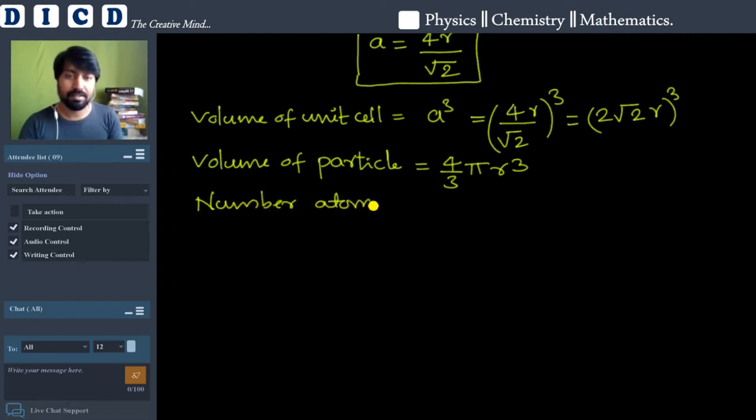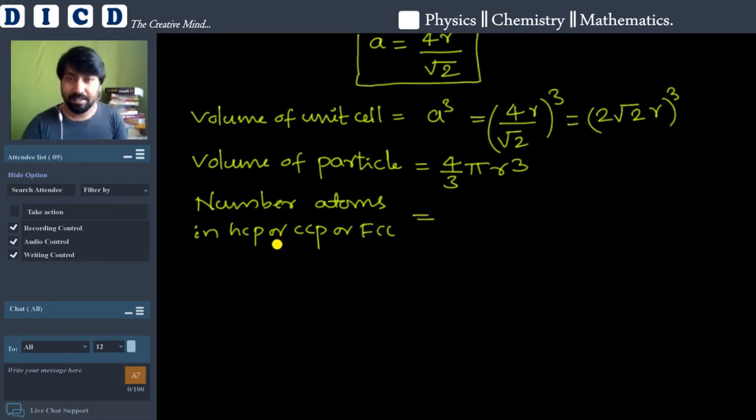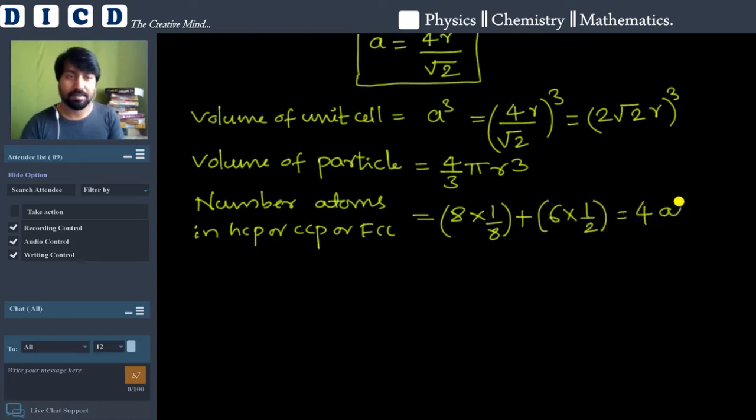Now the number of atoms in HCP or CCP or FCC. So what we learned is that we have spheres or particles at the corners along with the center of the face. At the corners we have 8 atoms, each sharing its 1/8 portion, plus there are 6 faces with 6 atoms, each sharing its 1/2 portion, which gives us 4 atoms or spheres.